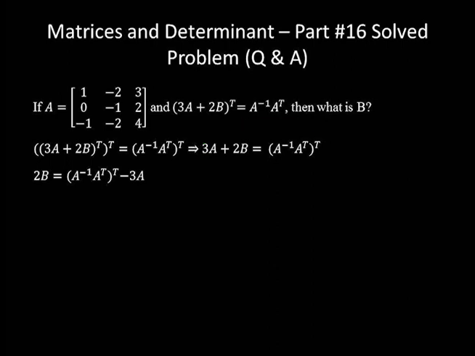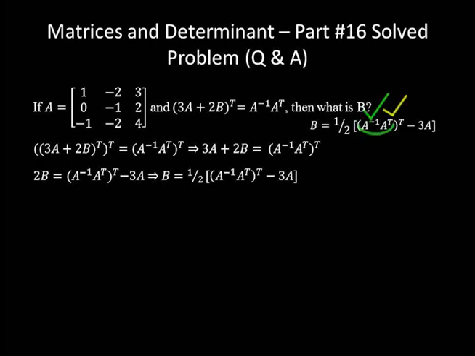Dividing both sides of the equality by the coefficient of matrix B, that's 2, gives us matrix B equals 1 over 2 times ((A inverse times A transpose) the whole transpose minus 3A). Thus, matrix B is this expression. Now, what we are expected to do is to find A inverse, A transpose, A inverse times A transpose, (A inverse times A transpose) the whole transpose, and 3A. Let's start with A inverse.